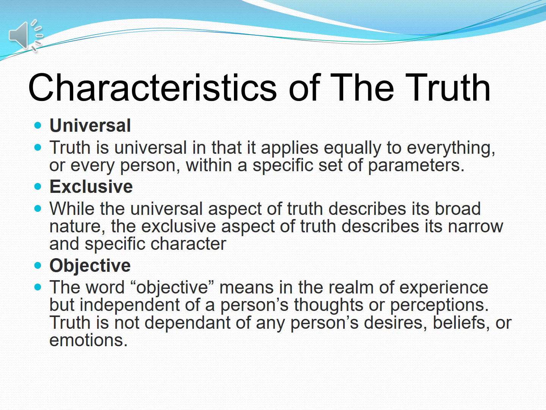Then exclusiveness. While the universal aspect of truth describes its broad nature, the exclusive aspect of truth describes its narrow and specific character. It should be very precise, it shouldn't be vague. So it should hold all over the world, but it should also hold in a specific situation, and be very specified. If it is not specially specified, it becomes vague, meaning it may have some confusion.